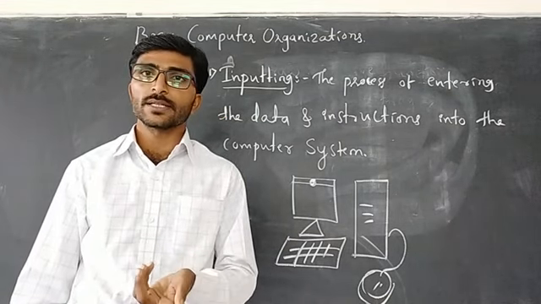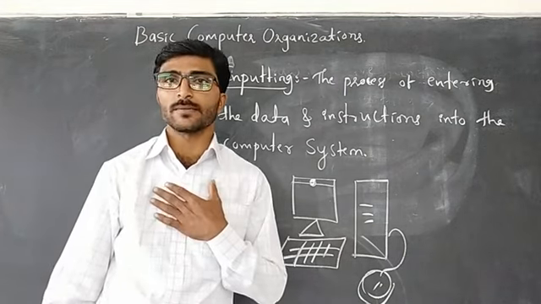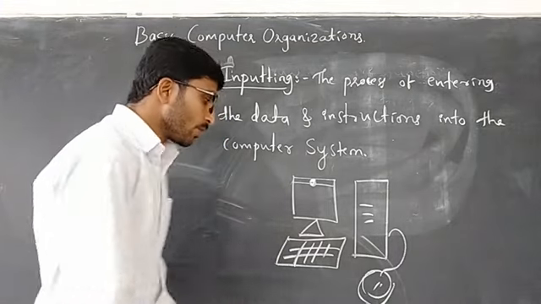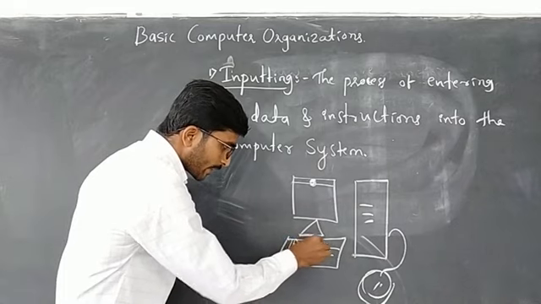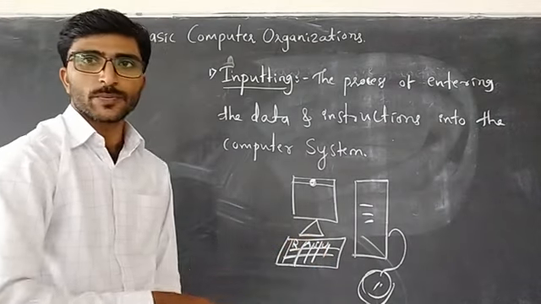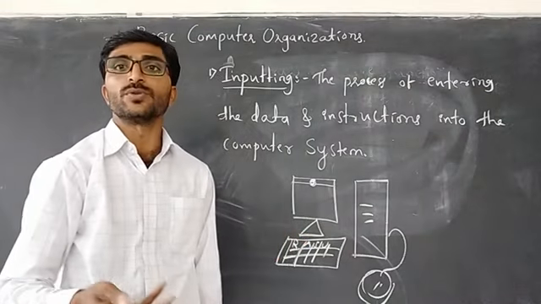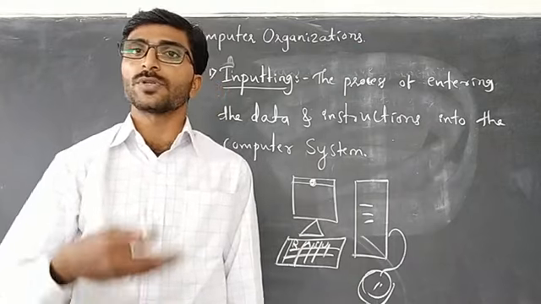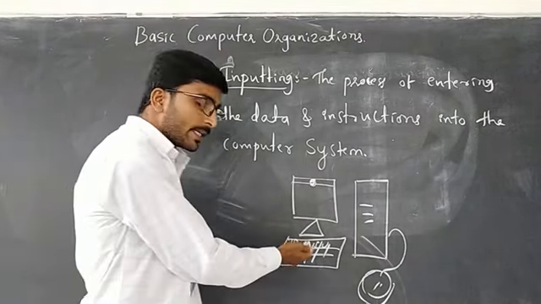Which data are you entering? It may be text. Myself, my name is Raju. I want to enter that data to the computer. How? Using the buttons here: R, A, J, U. These characters are the inputs, or my name is an input to the computer. This is called the data.